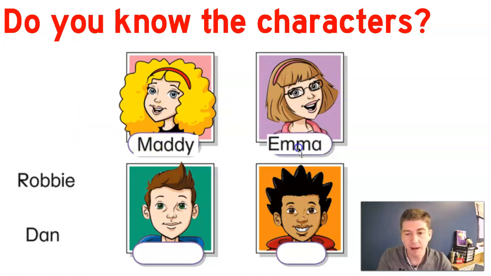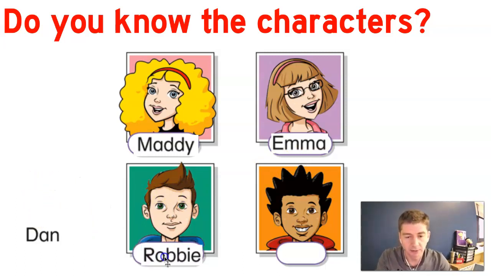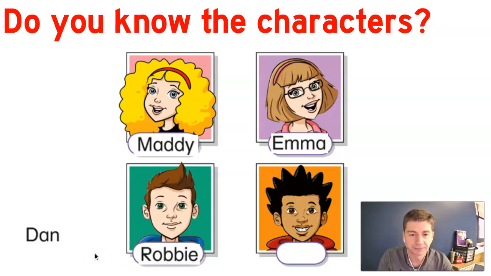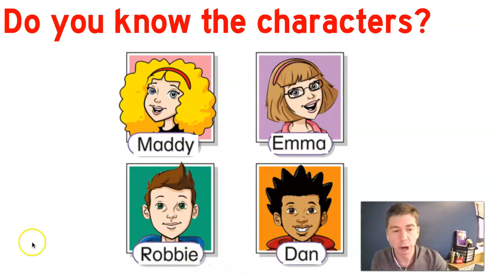And we have Emma. What does Emma look like? And here is Robbie. What does Robbie look like? And finally, we have Dan. What does Dan look like?